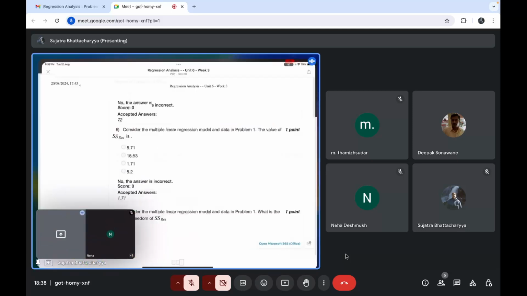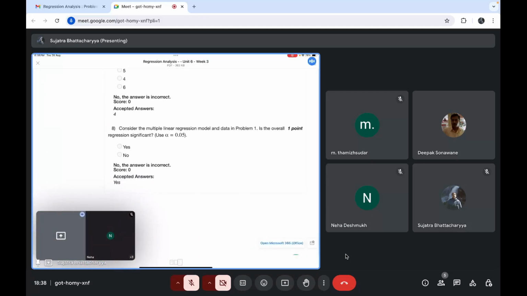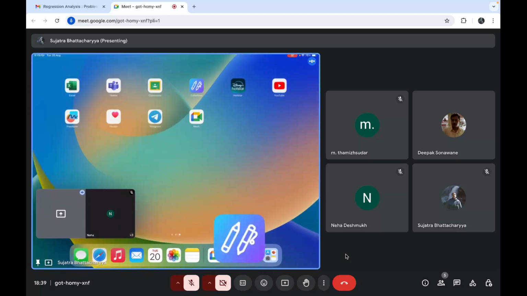Fine. So you come here. Overall regression is significant means if at least one of the regressors is significantly contributing to the regression model, we call that the overall regression is significant. Fine. So these are the 8 questions of the week 3 assignment. So we have discussed all.